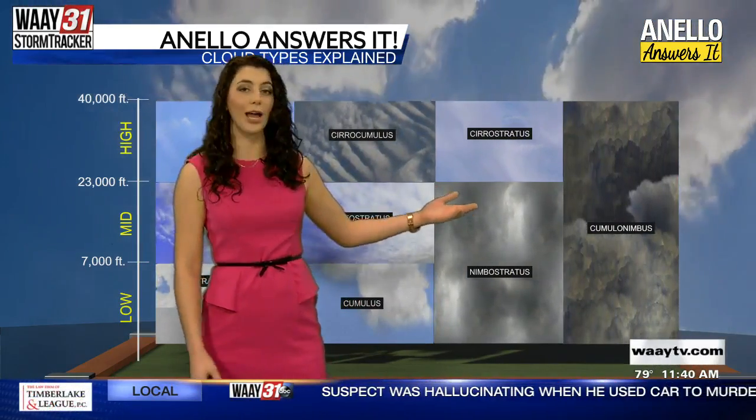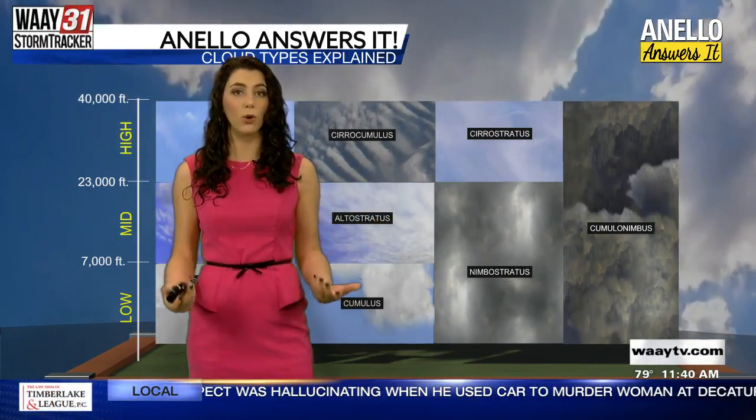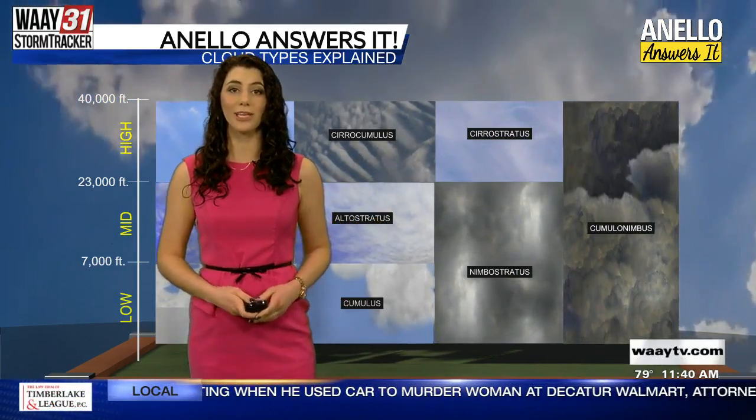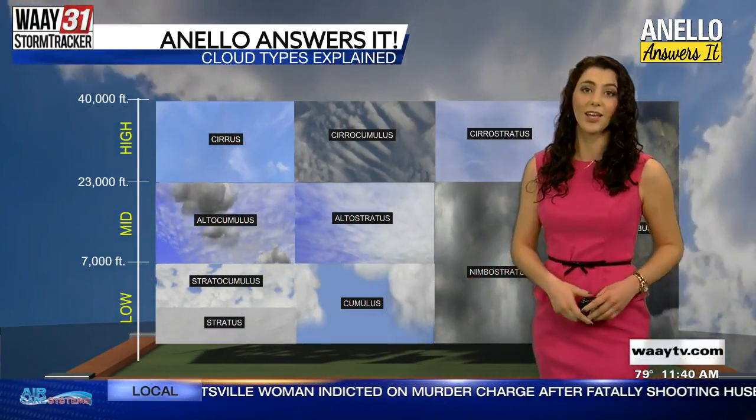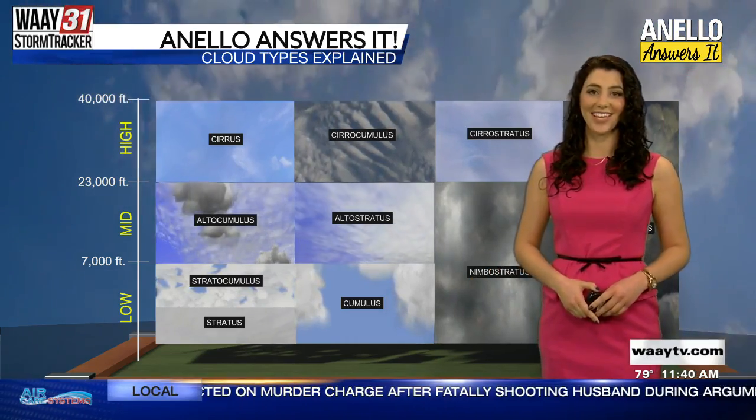So our nimbostratus or cumulonimbus are our storm clouds. Of course, cumulonimbus being the most common that lead to thunderstorms, supercells, and even tornadoes. So there you go. Those are your cloud types. That's how you classify them and which ones you can expect to bring rain to North Alabama and Southern Tennessee.